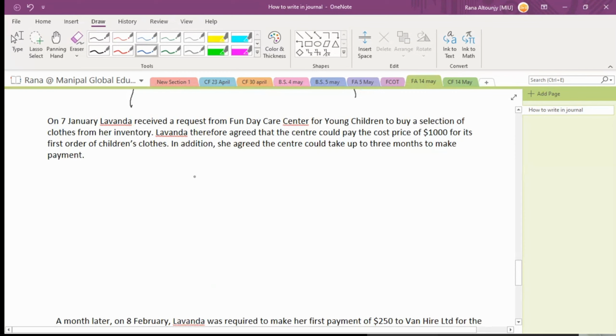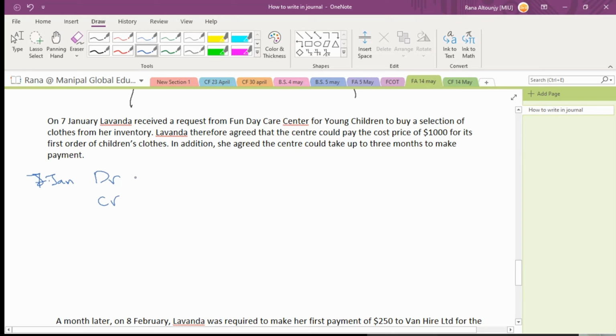On 7 January, Lavanda received a request from Fun Day Care Center for young children to buy a selection of clothes from her inventory. Lavanda therefore agreed to the center paying the cost of $1,000 for its first order. In addition, she agreed the center could take 3 months to make the payment. So now this payment is not happening directly in cash. It's happening on credit because they were given 3 months to pay. So the date is 7 January.